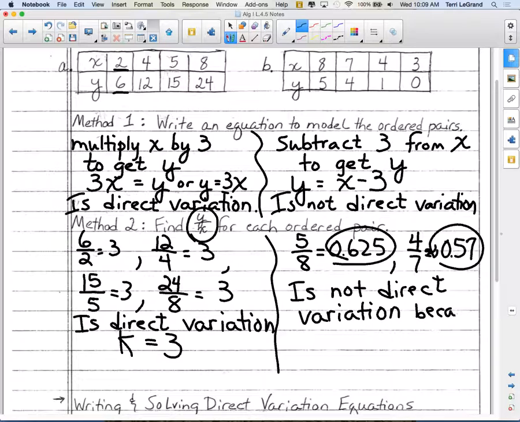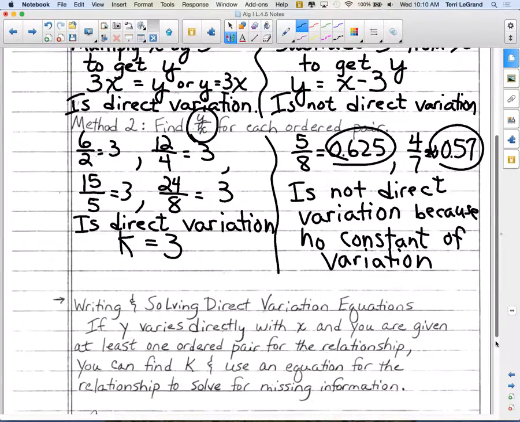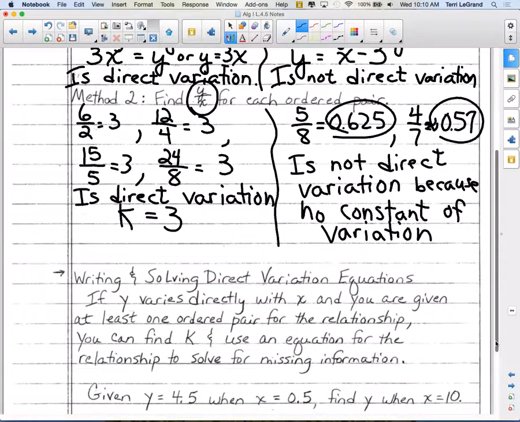Because no constant of variation. In other words, we needed it to keep turning out the same. That's what constant means. But it did not keep turning out the same. So it's not direct variation because there's no constant of variation. We got a 0.625, we got a 0.57, and so on. And I bet if we divided the other ones out, they wouldn't be any better.